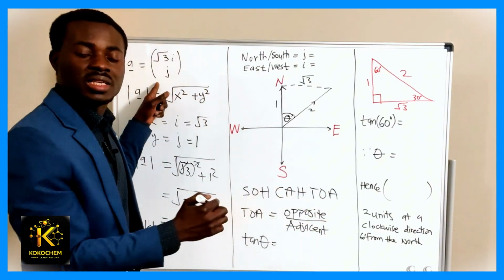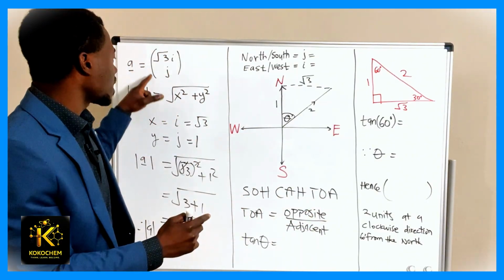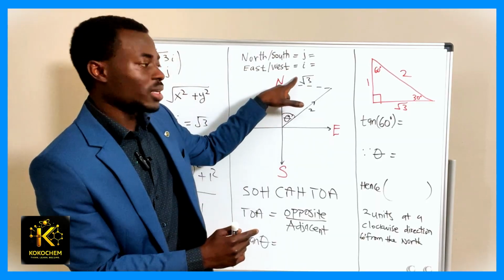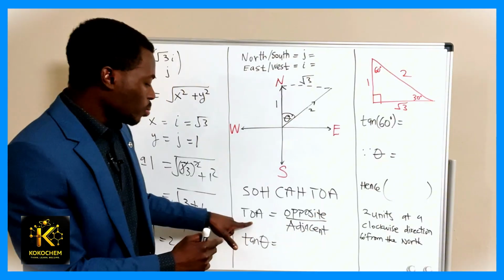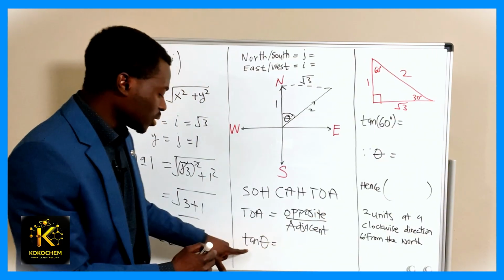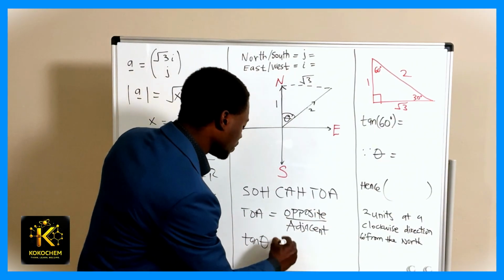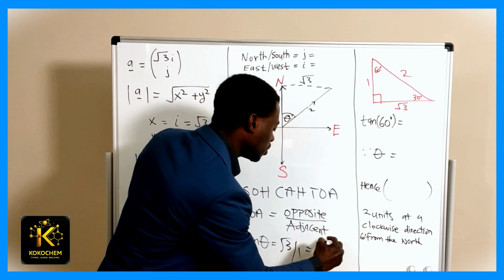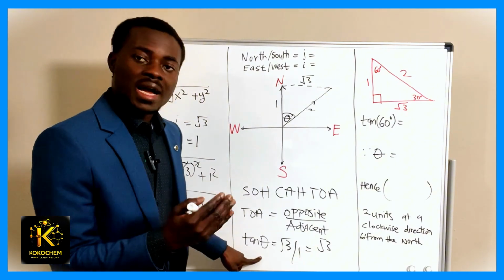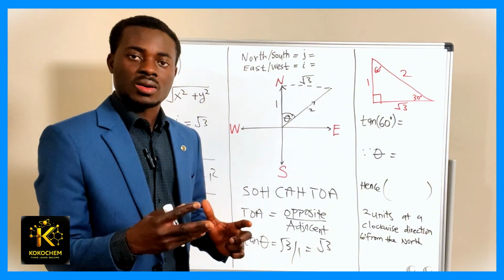We are going to use SOHCAHTOA, because in the question, they gave you two values, x and y. We have the opposite value and the adjacent value. So we are going to use TOA, opposite divided by adjacent. So tan theta is root 3 divided by 1, which gives you root 3. But we need the angle, because we are not using calculators.